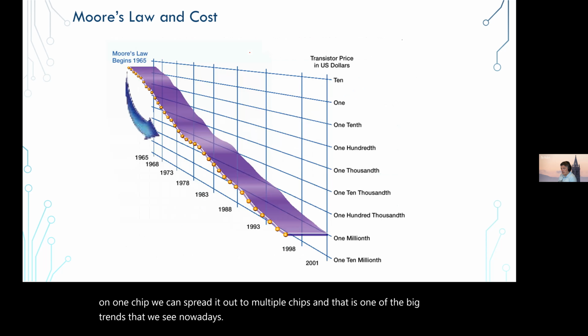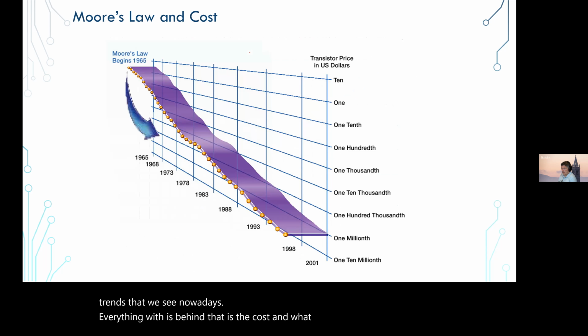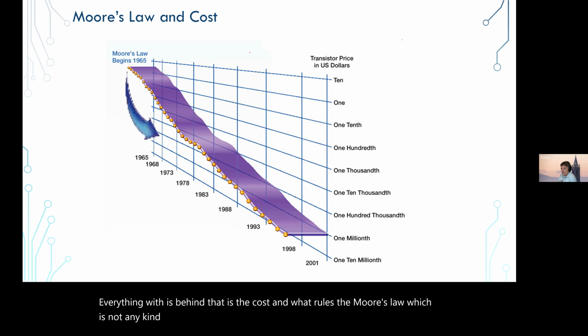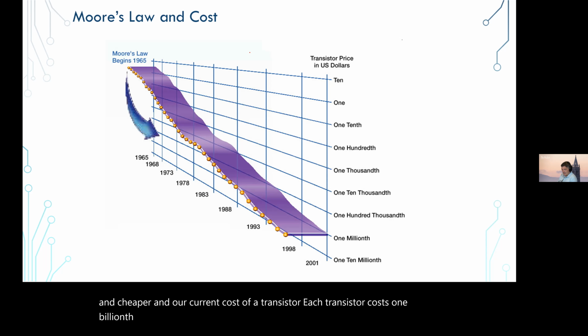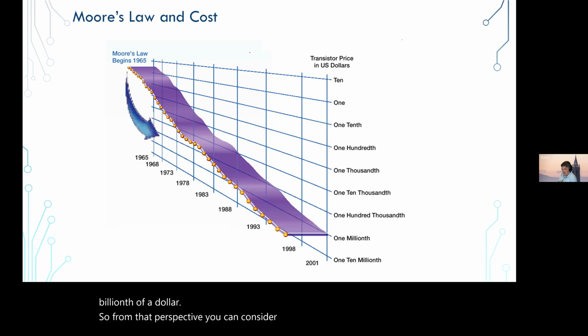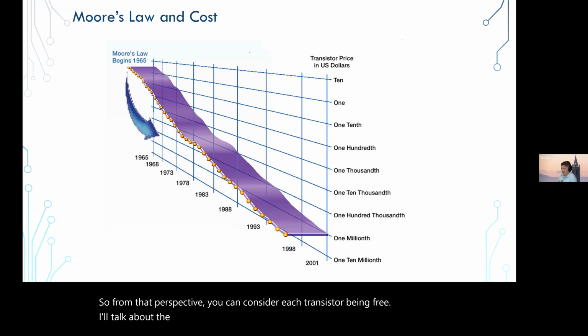Everything that is behind that is the cost. What rules Moore's law, which is not any kind of physical law, is the fact that transistors are becoming cheaper and cheaper. And the current cost of a transistor, each transistor costs 1 billionth of a dollar. So from that perspective, you can consider each transistor being free. We'll talk about the limitation and where the fallacy is in that.